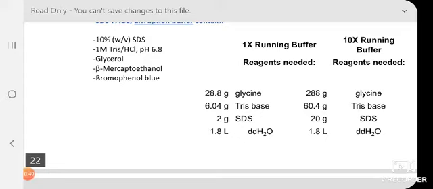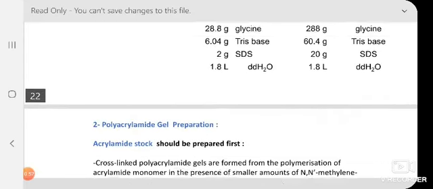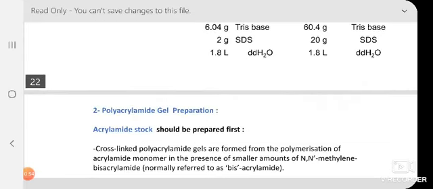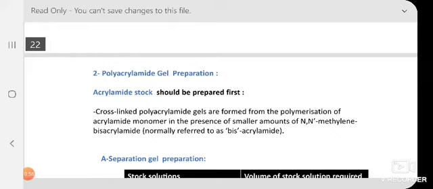This buffer is named Tris glycinate, but it also contains SDS. Remember, the running buffer's pH is approximately 8. Tris glycinate buffer with SDS also present, so the entire thing we are maintaining in a denaturing condition. Now, polyacrylamide gel preparation. As I already mentioned, there are two types of gel.